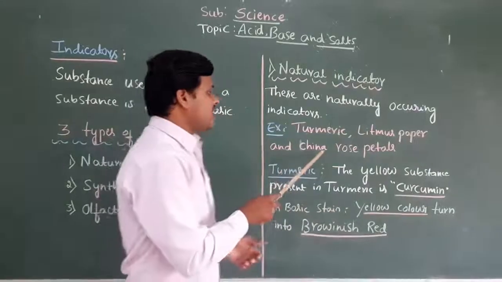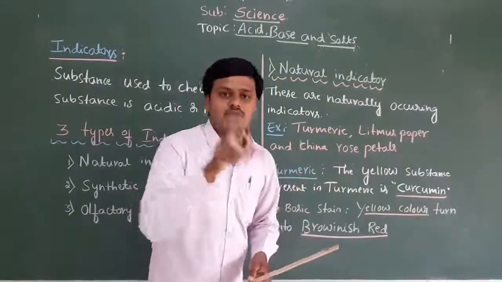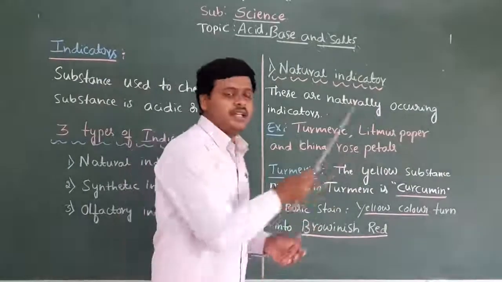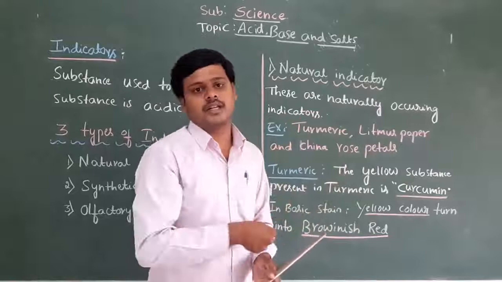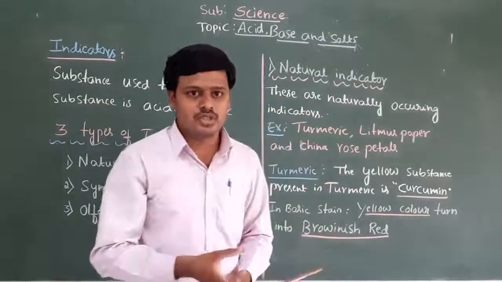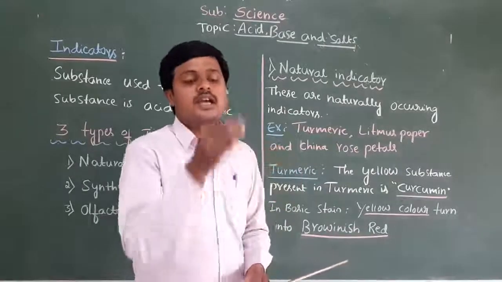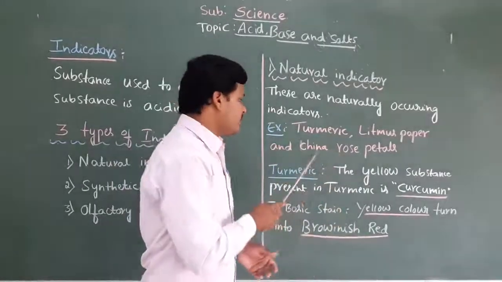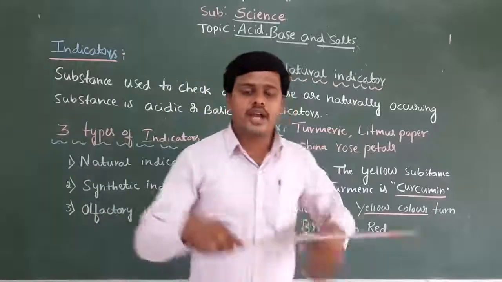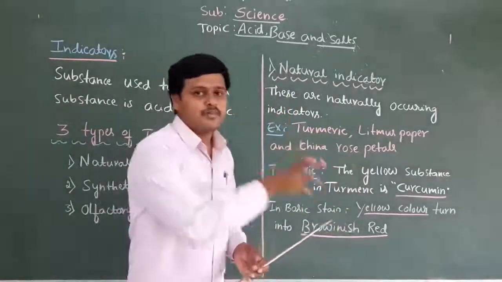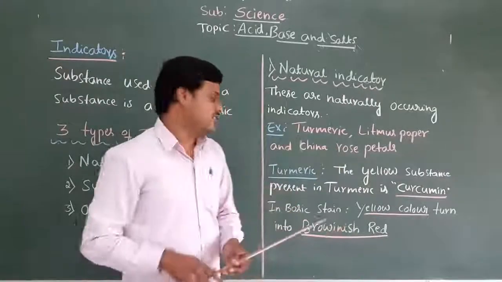And even China rose petals are one kind of natural indicator. When we crush the rose petals, they produce some juice. That juice is very helpful to identify whether a substance is acidic or basic. Which means that juice acts as an indicator to identify a basic medium or an acidic medium.